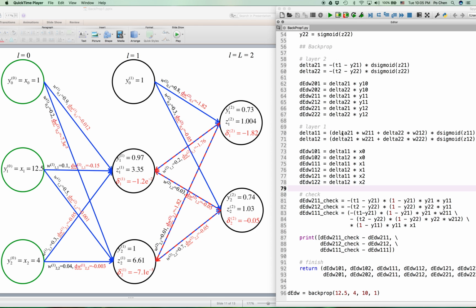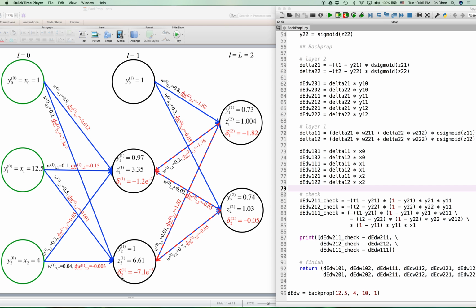But don't forget to multiply by the derivative of the sigmoid function evaluated at this logit Z11. So it's the weighted summation of these two deltas with the weights given by these two corresponding weights, and then multiplying by the derivative of the sigmoid function evaluated at the logit Z11. That's the formula for computing delta 11 from the delta values in the upper layer.